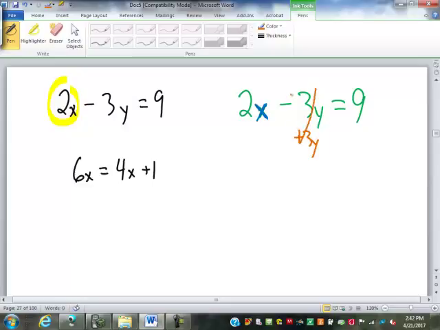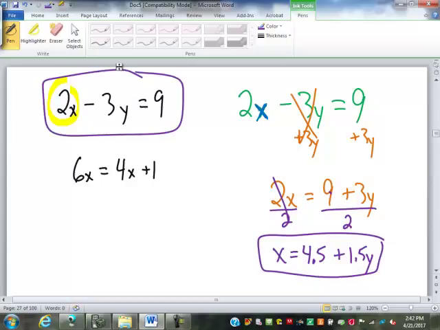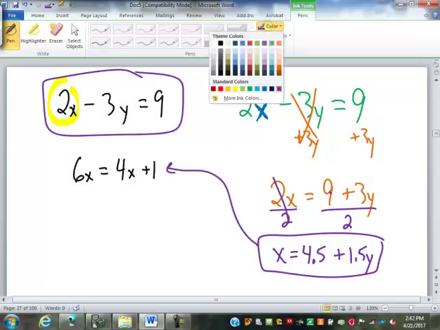Add 3y. Since it's a negative 3y, we're going to add 3y to get rid of it. So 2x equals 9 plus 3y. Then what? Divide by 2. And again, instead of leaving our division as fractions, we're going to divide them into decimals so that we can use them to substitute back in. 9 divided by 2? 4.5, good. 3y divided by 2? 1.5y.